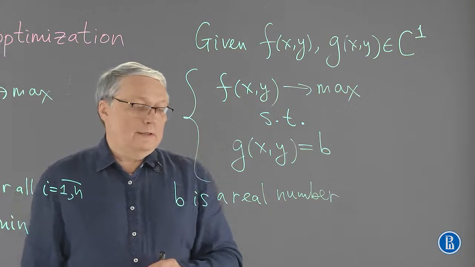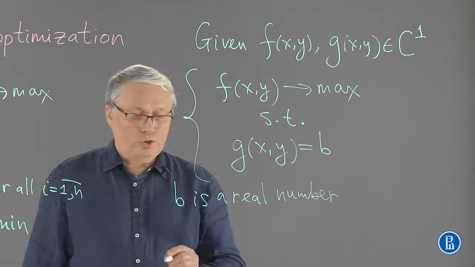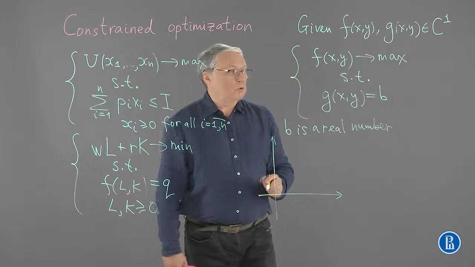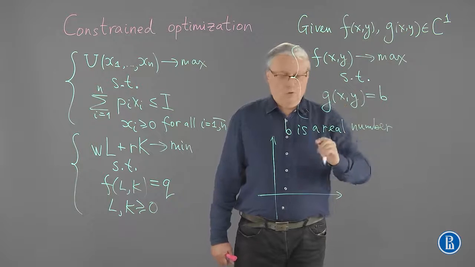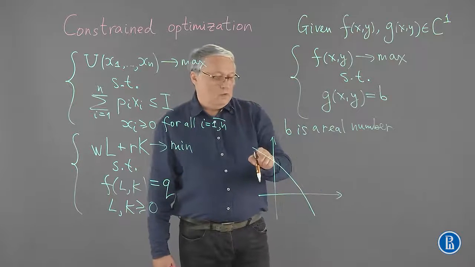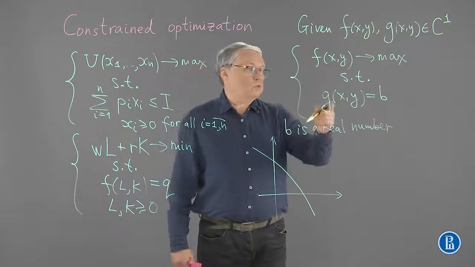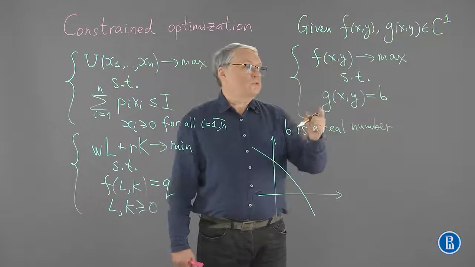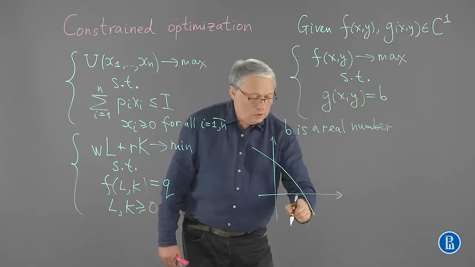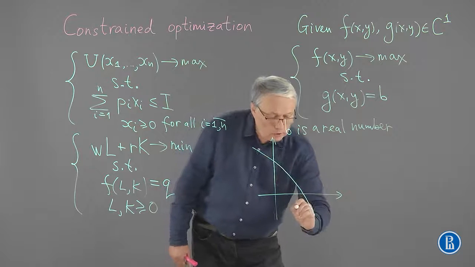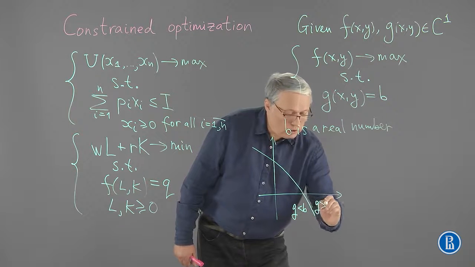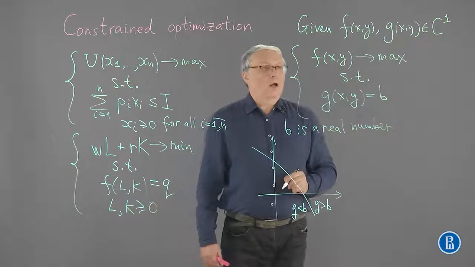And I'll draw the diagram on which, first of all, I'll draw the graph of this equation. So this graph as a curve consists of all xy coordinates satisfying this equation. To be more specific, let's suppose that below this curve, g is less than b. Above this curve, g is greater than b.